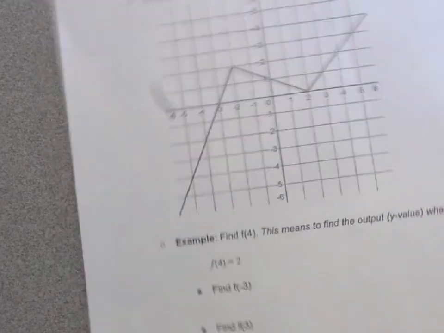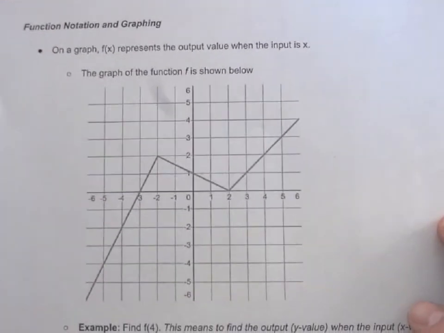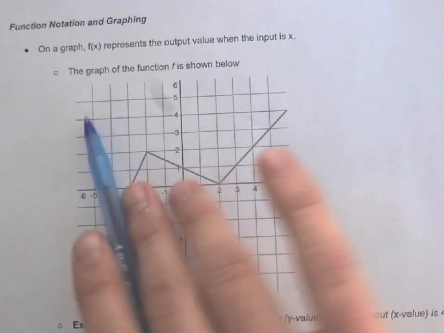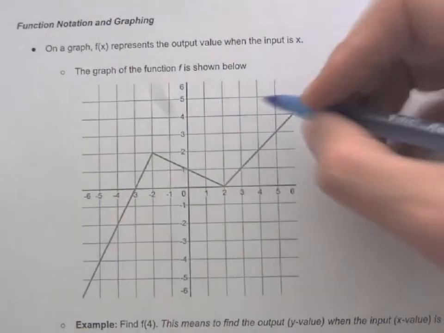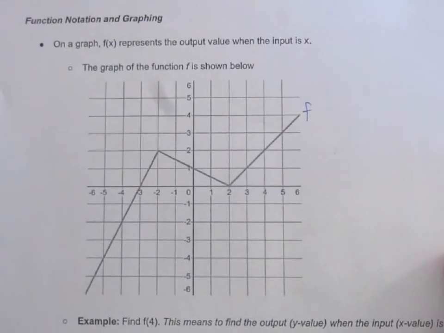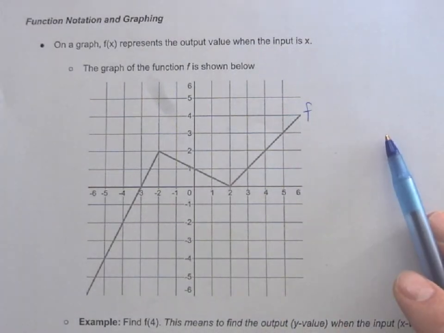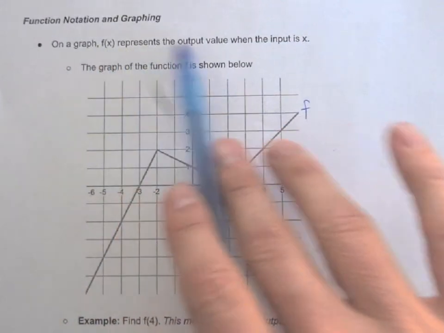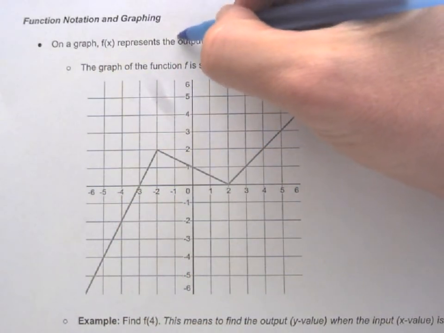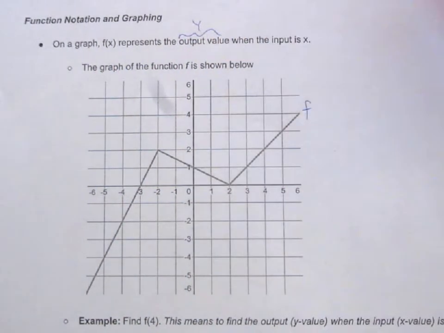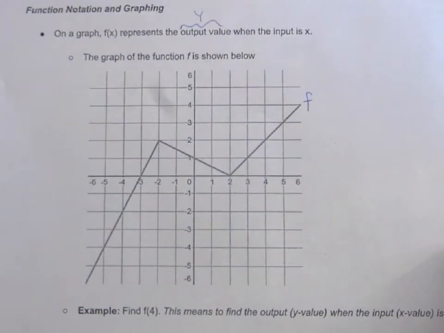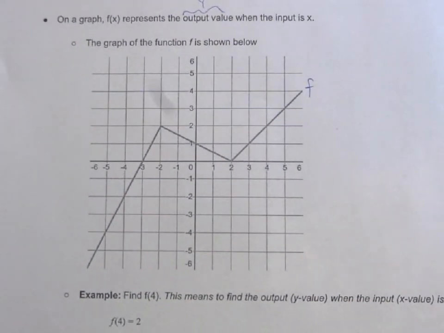Okay, last thing we need to talk about here is graphing. In this case, this graph is the function f. We just name it f. We don't have to name it f. We can name it g or h or something else. But since we're starting over here, we'll just start with an f for function. So f of x is the output value, or remember that's a y value, when the input is x. We're still using the same function notation, just with graphs.